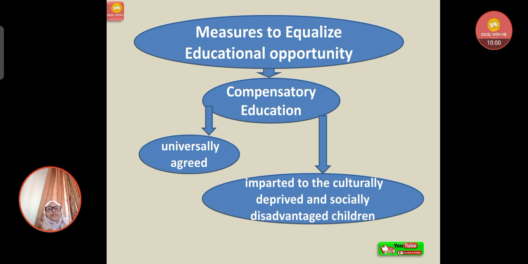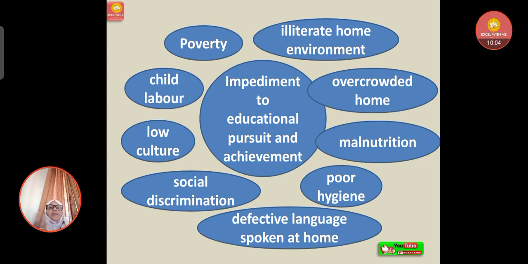Next, impediments to educational pursuit and achievement are: poverty, child labor, low culture, social discrimination, defective language spoken at home, poor hygiene, malnutrition, overcrowded home, and illiterate home environment.